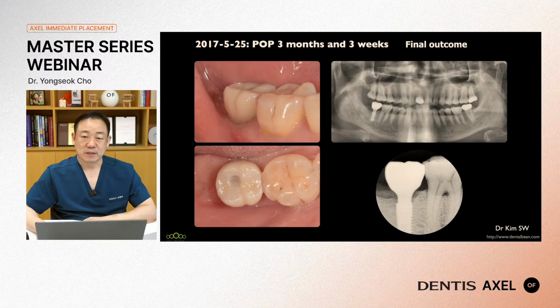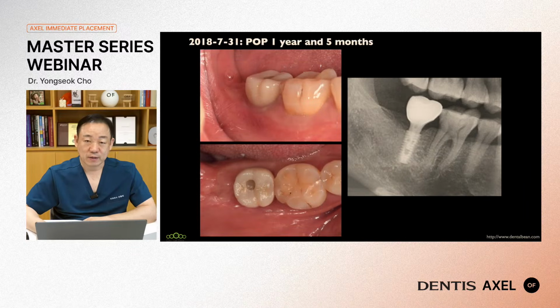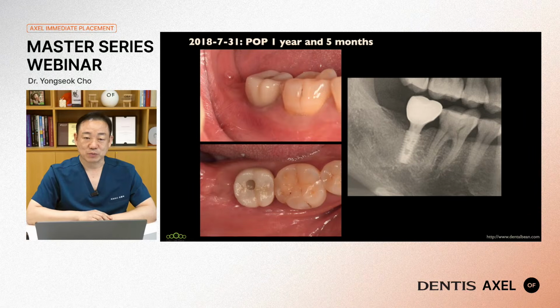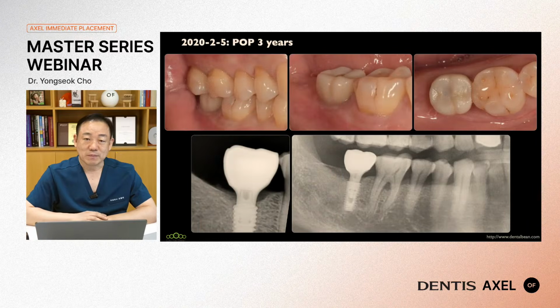Here, 3 months and 3 weeks after the operation, I finished the restoration, and the follow-up is 1 year and 5 months after the implant installation. Look at the nice soft tissue condition and the bone remodeling around the implant. 3 years later, look at the stable condition of tissues. Soft tissue healing is very stable, a healthy condition.